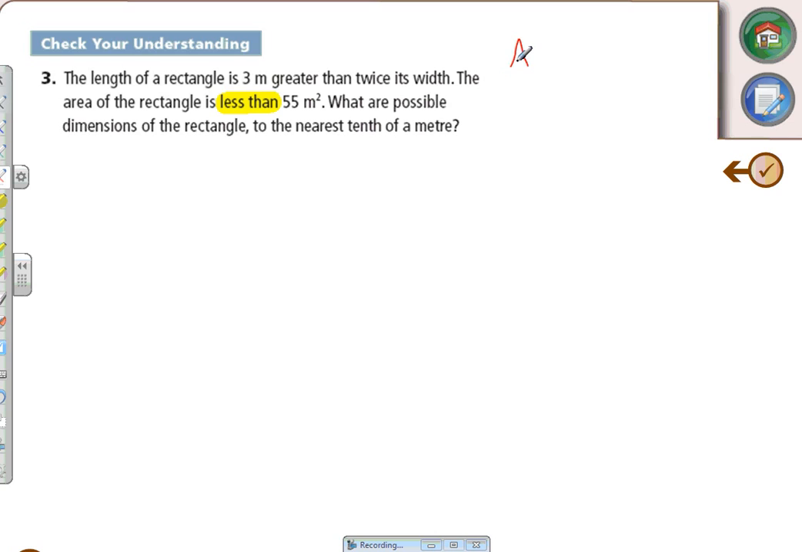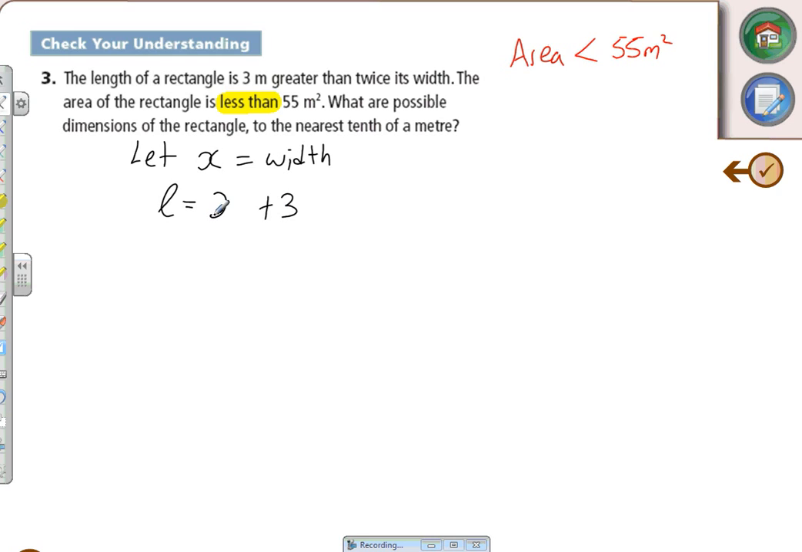So the area is less than 55 meters squared. I'll write that down there. Well, we don't know the length and we don't know the width. We do, however, want to put down some type of variable. I'm going to use x. Let x equal the width. So that means now the length is going to be 3 meters greater than twice the width.